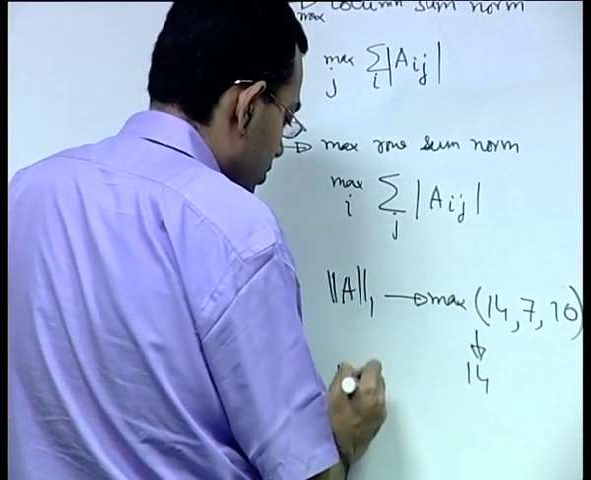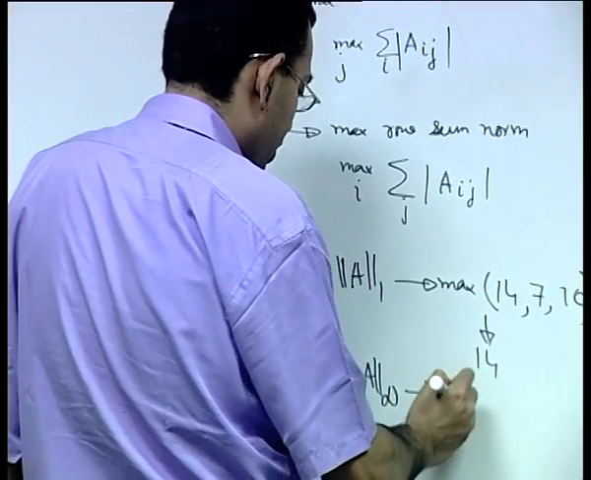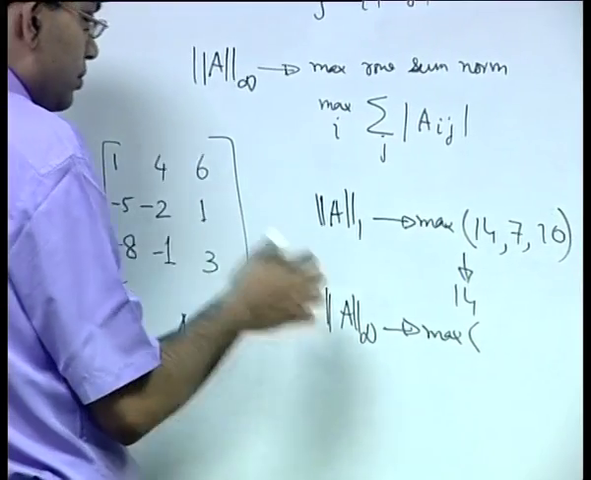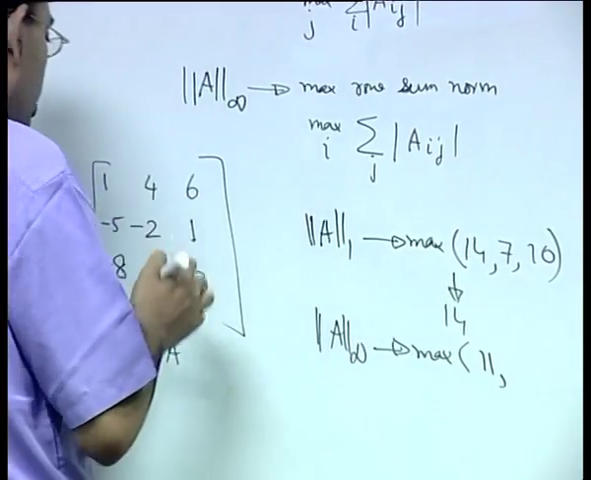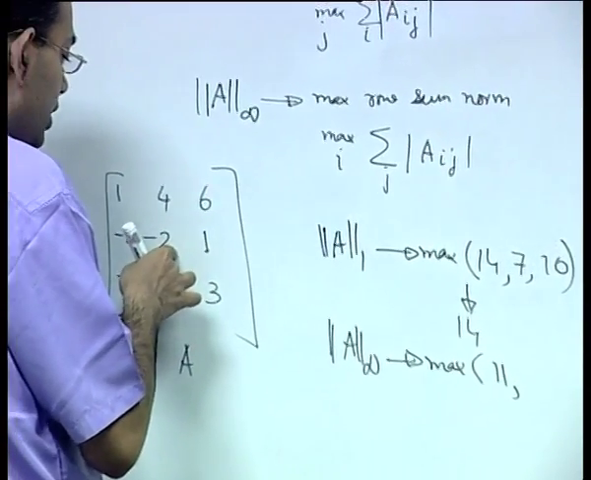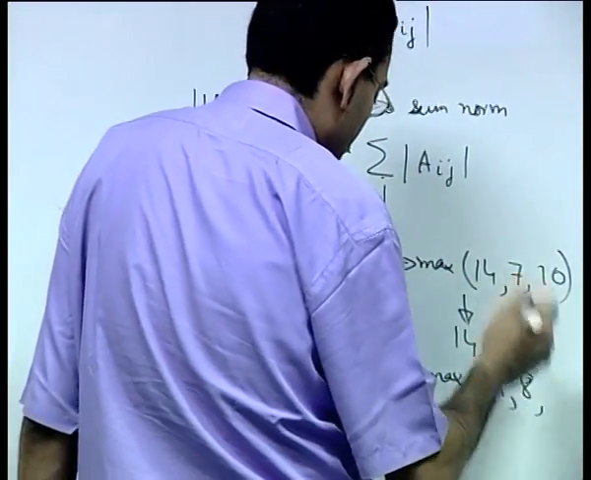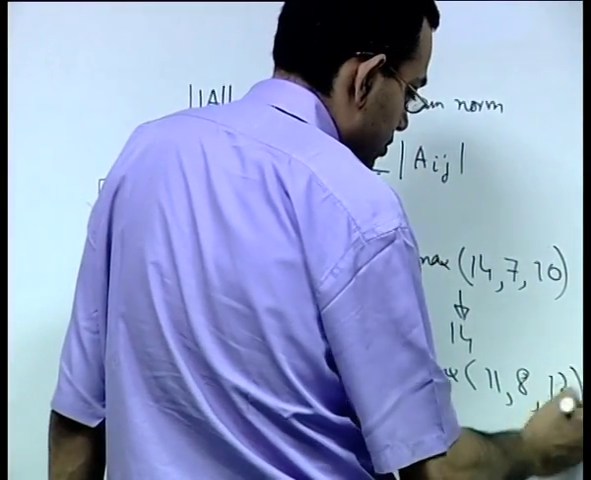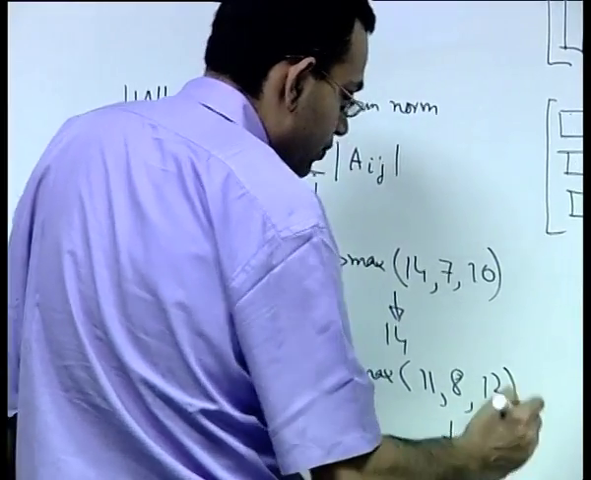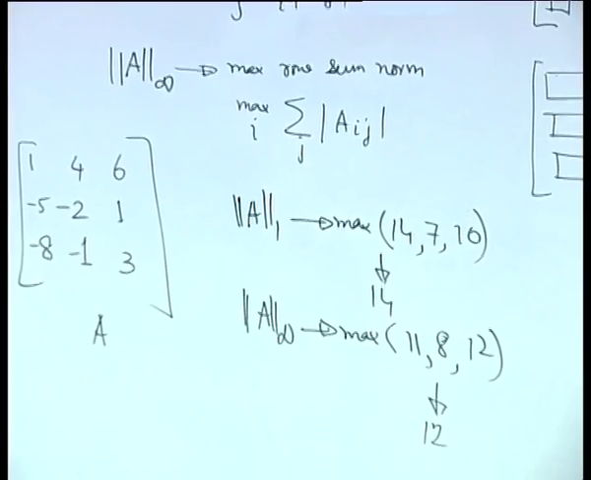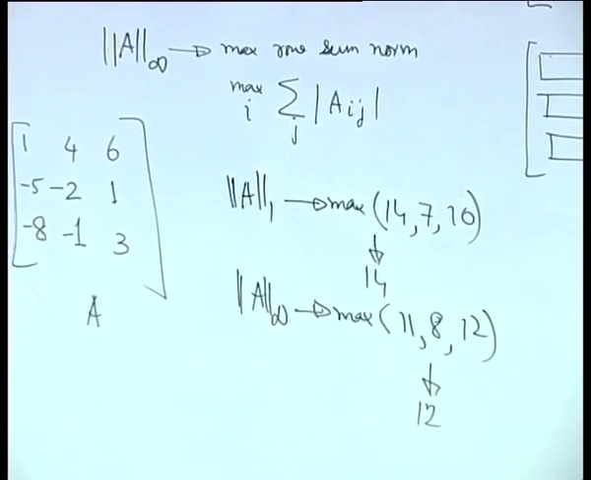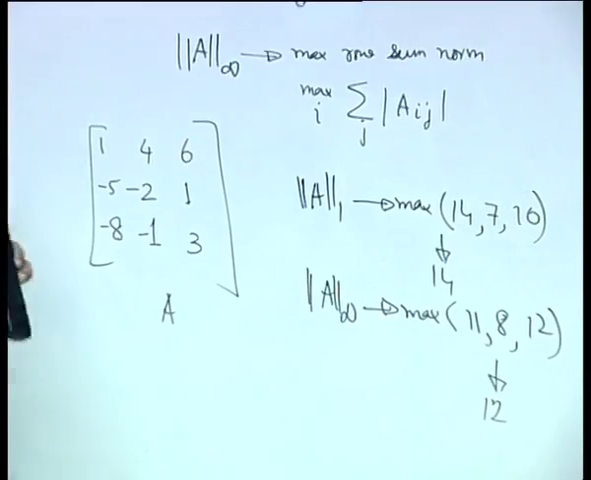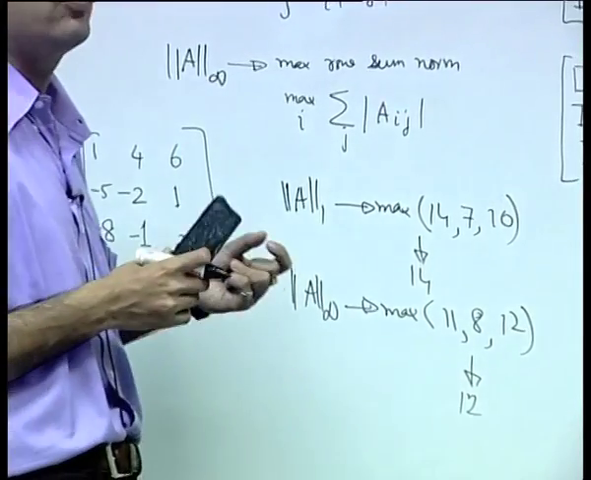The infinity norm, from the row 1 we have 6 plus 4 plus 1, so 11. From row 2, 1 plus 2 is 3, plus 5 is 8. From row 3, 3 plus 1 is 4, plus 8 is 12, so it is 12. These are some of the limiting norms for matrices, very easy to calculate.